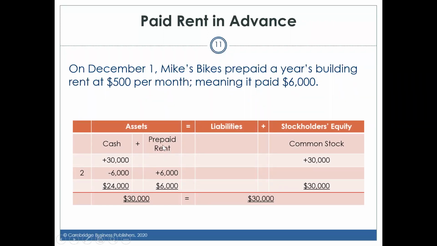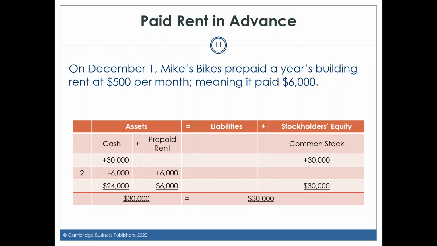Prepaid rent is an asset. It reflects that as of December 1st, Mike's Bikes has $6,000 worth of future economic benefit that they can take advantage of in the form of being able to occupy this space. I'm sure this building they're renting is the building they're going to use to house their bikes. They're going to sell the bikes out of that building.